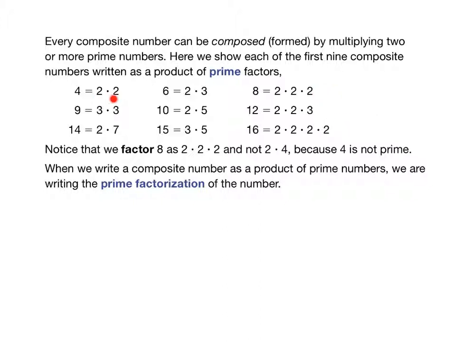All right, so 2 times 2. Notice that 2 and 2 are prime. 3 times 3, 3 and 3 are prime. 2 times 7 makes 14, that's prime. 2 times 3 is 6, that's prime. 2 times 5 is prime. 3 times 5. So these factors are all prime numbers that when you multiply them all together, you get the composite number. So we're going to practice that.